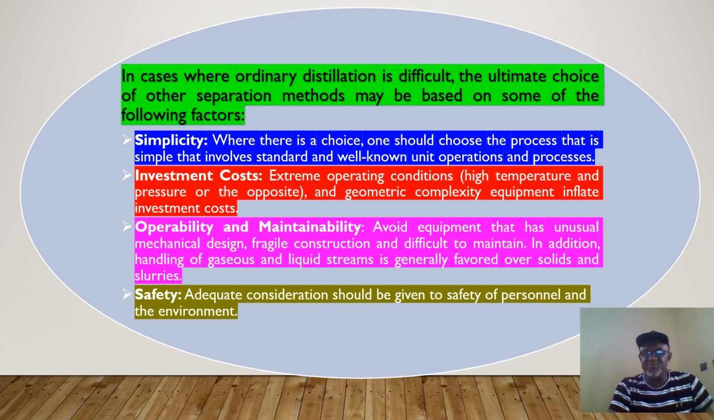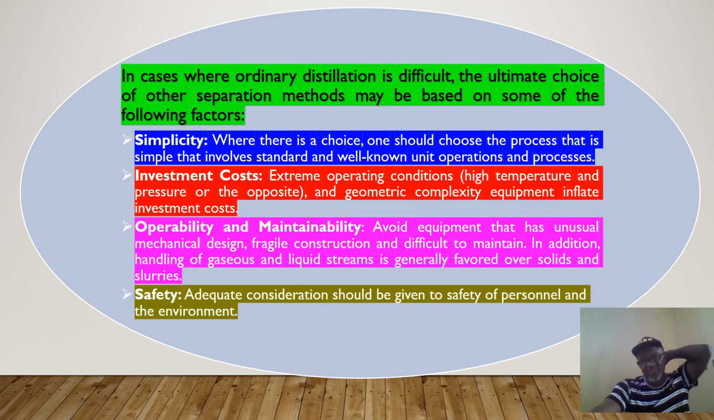Now, most times we have said that in most industries what we use is distillation. So in any way the ordinary distillation is difficult, then we can follow the following factors to decide on which other separation process to use. One is simplicity. Where there is a choice, one should choose the process that is simple, that involves standard and well-known unit operations and processes. Investment costs, like I said: extreme operating conditions like high temperature and pressure, or the opposite, very low temperatures and pressure, and geometric complexity of equipment inflate investment costs.